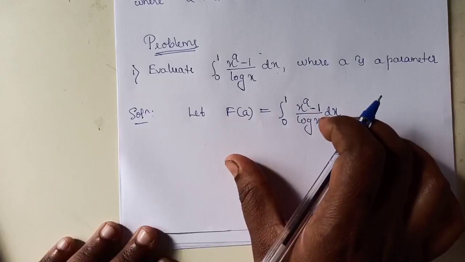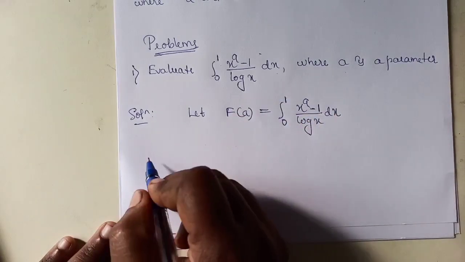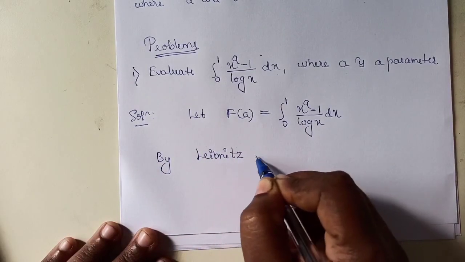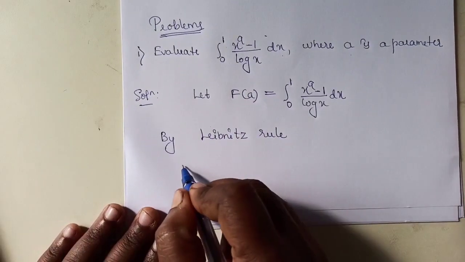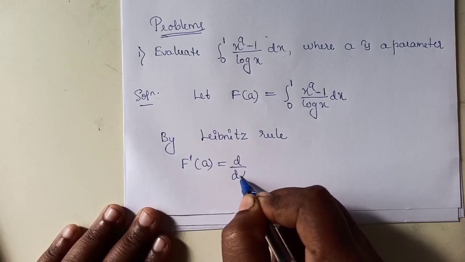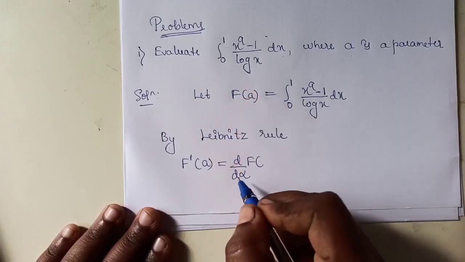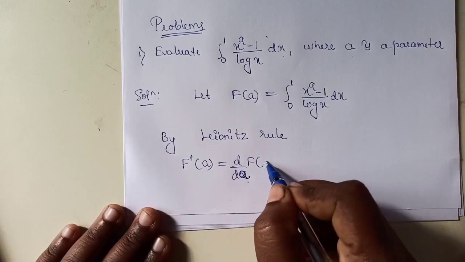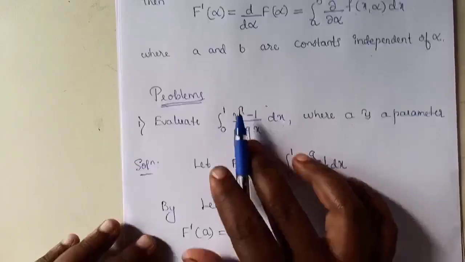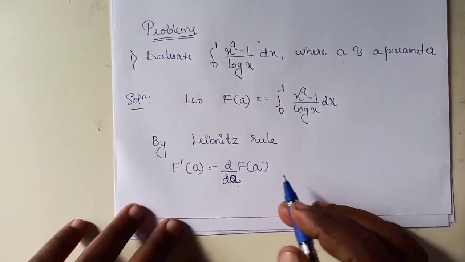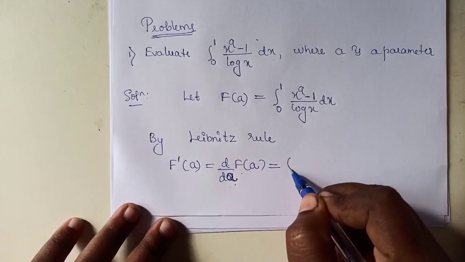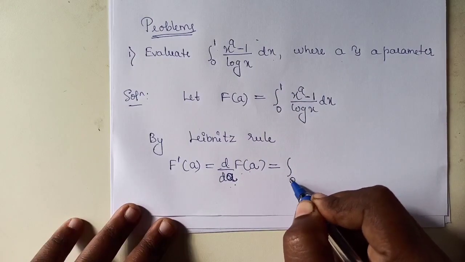Next, by applying the Leibniz rule we can differentiate this one. By the Leibniz rule, differentiation of this can be written as F'(a) equals d by d alpha of F. Since here in this rule we have taken alpha as a parameter but here a is the given parameter, therefore we consider d/da of F(a), which is given by the integral, and we keep these limits as they are, 0 to 1.